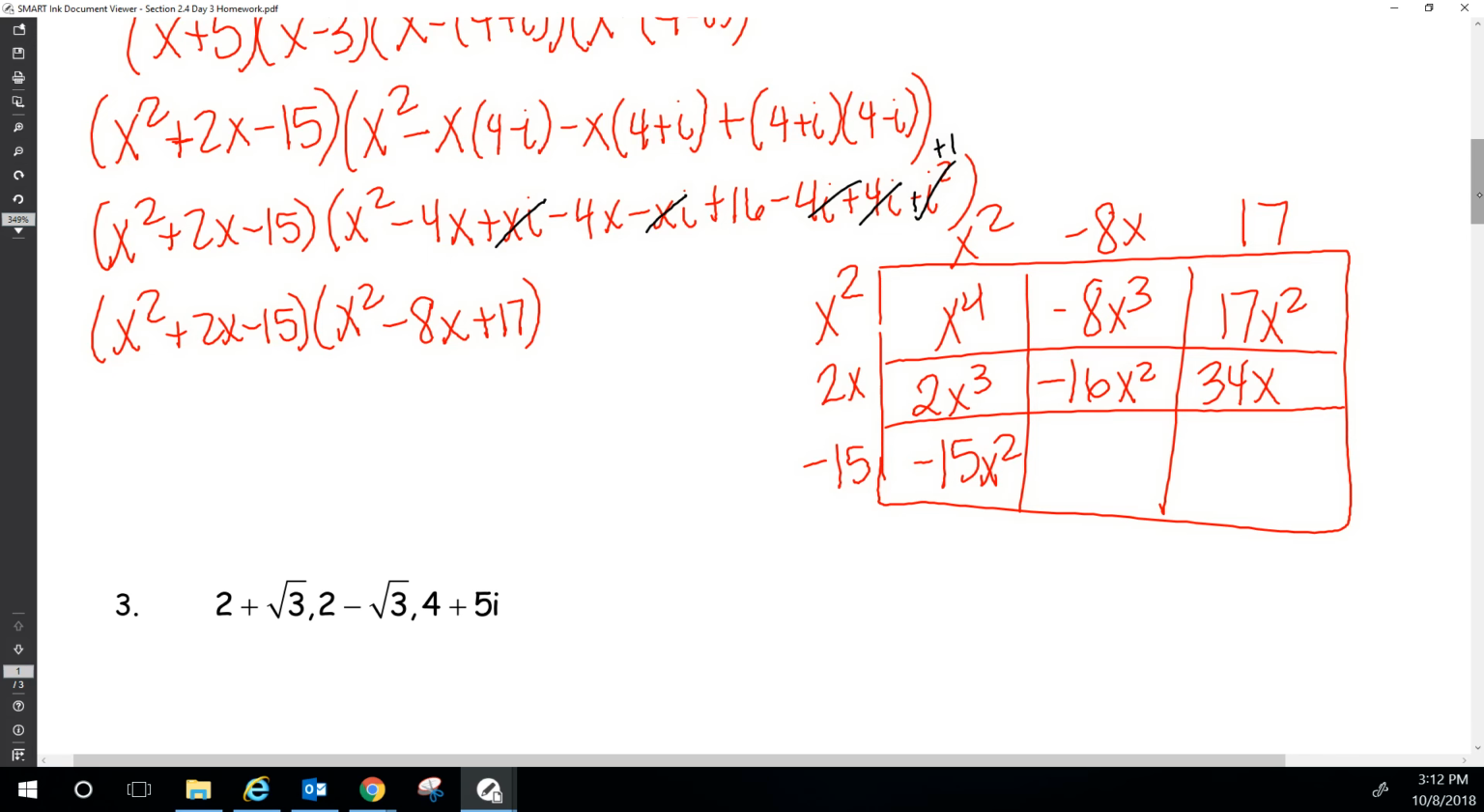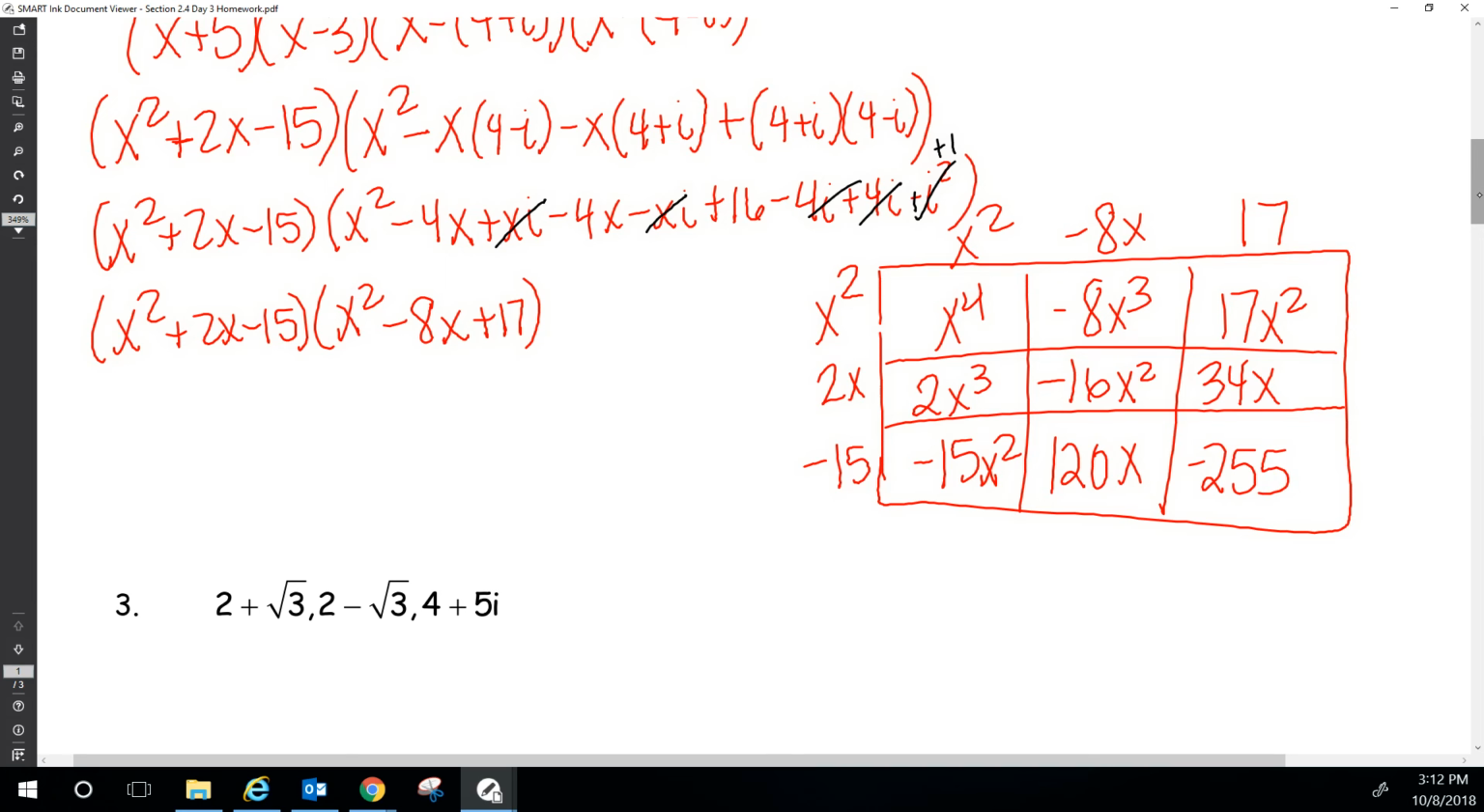Negative 15 times negative 8, it's going to be positive 120x. That sound right? I think so. And then 17 times 15, what did I do with that calculator? 17 times 15 would give me 255, and it's going to be negative 255.